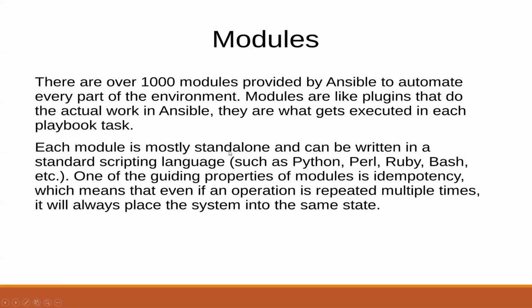Understood? Modules. There are over 1,000 modules provided by Ansible to automate every part of the environment. Modules are like plugins that do the actual work in Ansible. They are what gets executed in each playbook task. Each module is mostly standalone and can be written in a standard scripting language such as Python, Perl, Ruby, Bash, etc. One of the guiding properties of a module is idempotency, which means that even if an operation is repeated multiple times, it will always place the system into the same state.